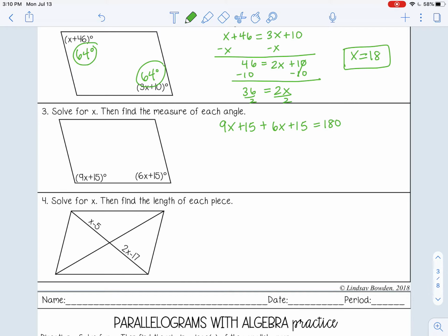So I have like terms that are on the same side of the equal sign. I need to combine those like terms first. So I have 9x and 6x. That would give me 15x. Then I have 15 plus 15. That would give me positive 30. Then I'm going to bring down my equals 180. And now I can just solve it like a two-step equation. So I can subtract 30 from both sides. Divide by 15 on both sides. So x equals 10.